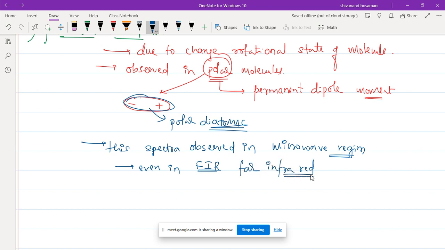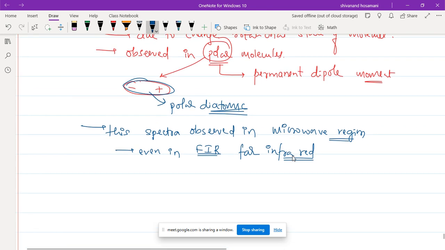Okay. Far infrared. If both microwave and infrared are there, then there will be only microwave, that is what we must consider. If options are given, we may have far infrared. If both are there, then there will be only microwave.